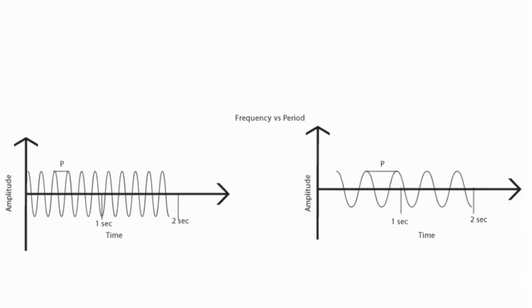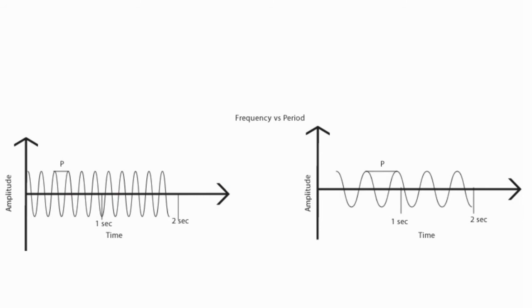Now, compare the period of the wave on the left to the period of the wave on the right. Which one is longer? You are absolutely correct. The one on the right is longer than the one on the left, which means that the higher the frequency of the wave, the shorter the period. And this is your first logical chain you must memorize. As frequency of sound wave goes up, its period goes down, and vice versa. The lower the frequency, the larger the period.